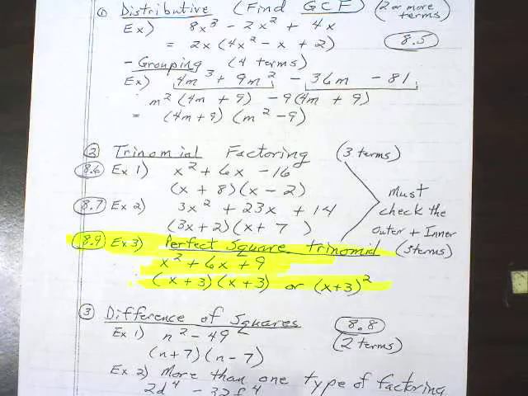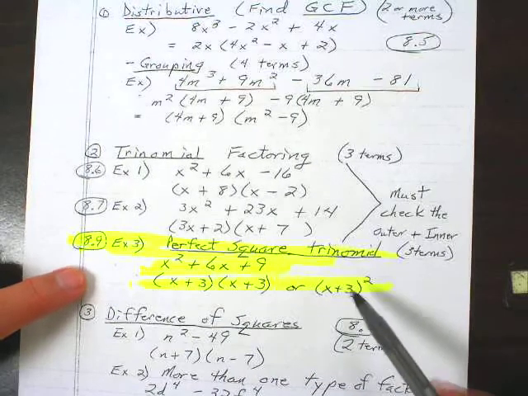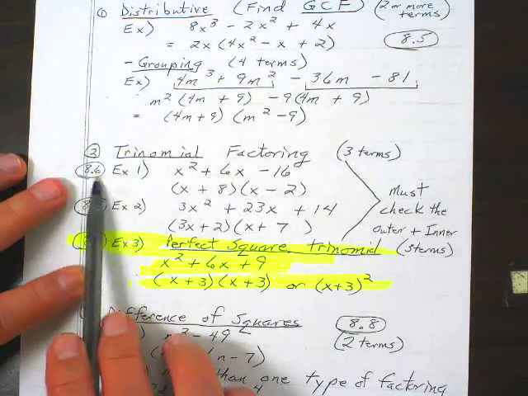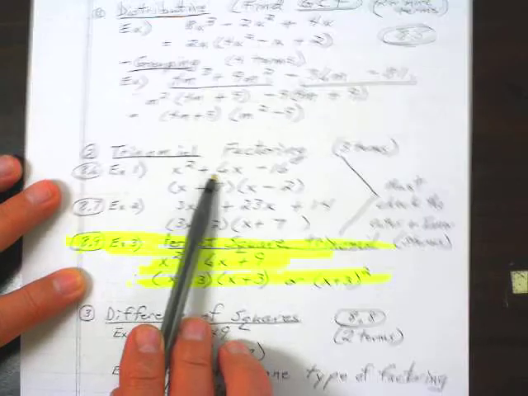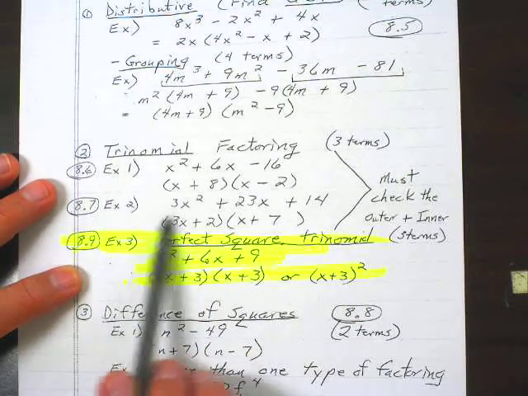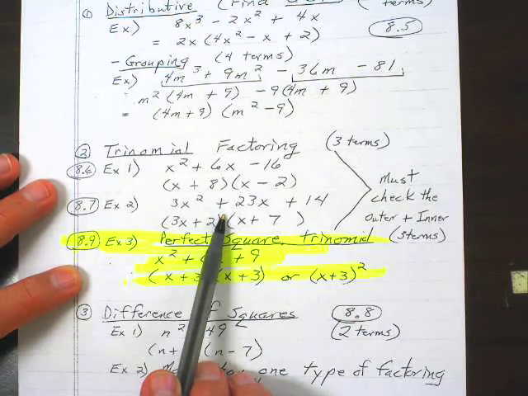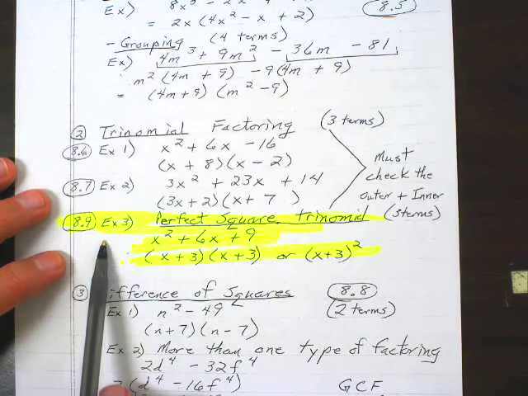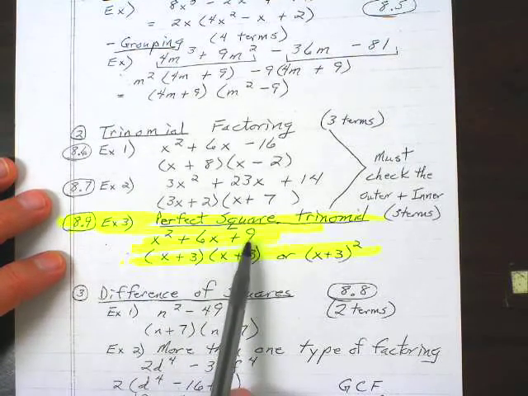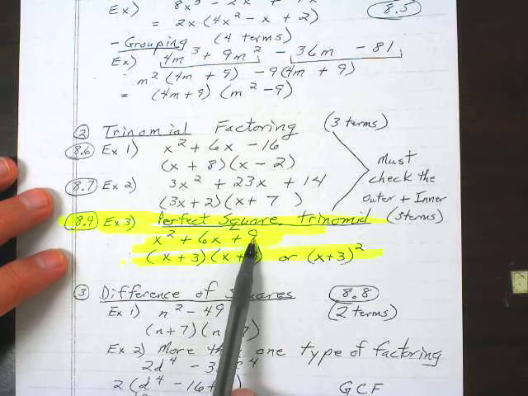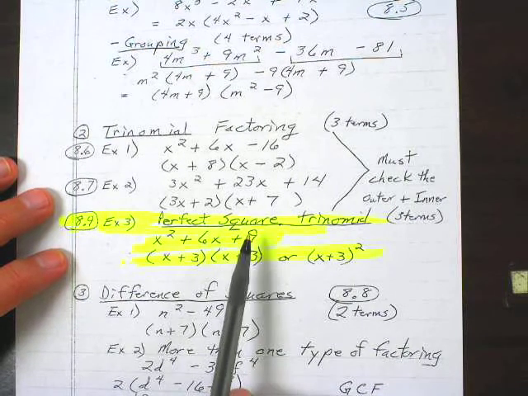Let me switch papers here. This third example is the new lesson. 8.6 is like example 1. 8.7 is like example 2. And then 8.9 is example 3. So what we're going to do today is this part right here, perfect square trinomial.